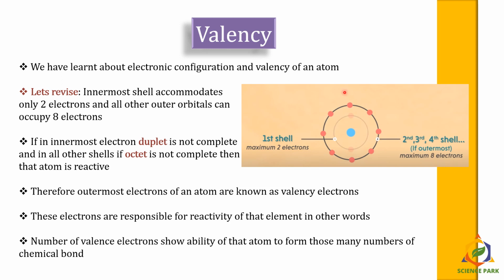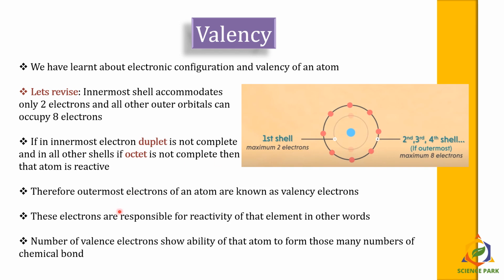Now if the innermost shell has 2 electrons, it is called a duplet. So the innermost shell should always complete its duplet. For all the outer shells, the octet needs to be completed for the atom to be inert or stable.